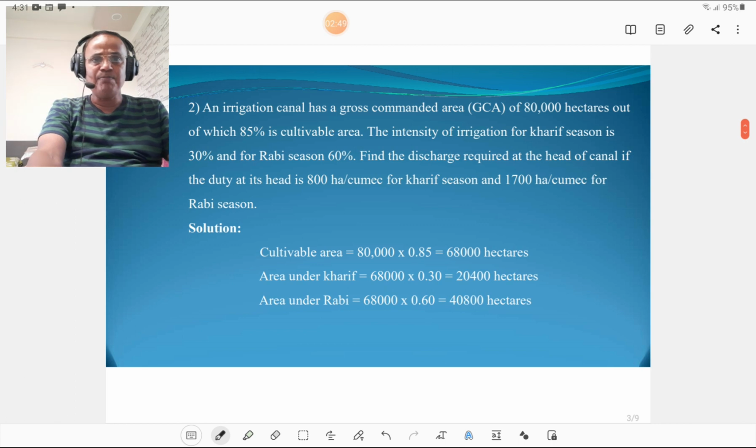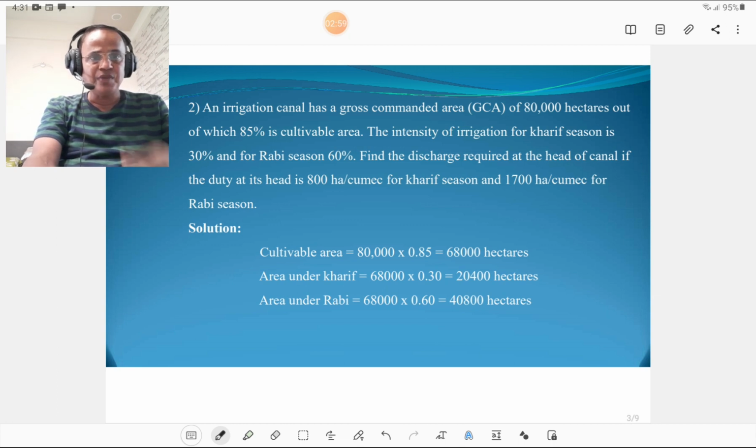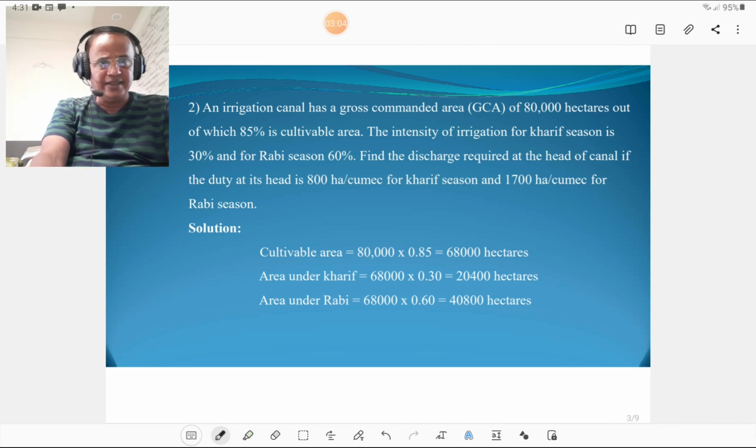The second example: an irrigation canal has a gross command area, that is GCA, of 80,000 hectares, out of which 85% is culturable area. The intensity of irrigation for Kharif season is 30% and for Rabi season it is 60%. Find the discharge required at the head of canal if the duty at its head is 800 hectare per cumec for Kharif season and 1700 hectare per cumec for Rabi season.